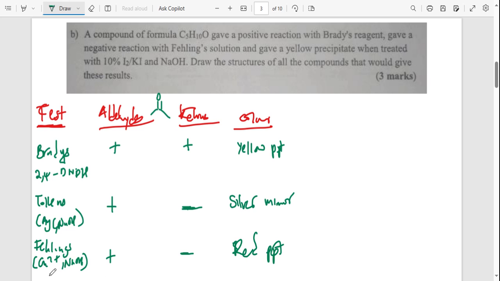We also have the iodoform test. For the iodoform test, you basically use iodine, sodium iodide, and some sodium hydroxide. This one is not detecting any functional group such as aldehyde or ketone. It just detects the presence of a terminal methyl group. Please note, it's a terminal methyl, not just any methyl group. If you get a positive reaction here, you will see a yellow precipitate, a yellow solid.